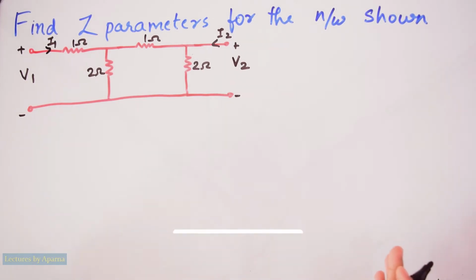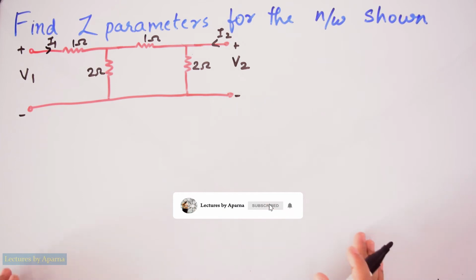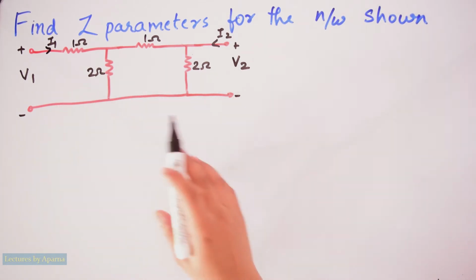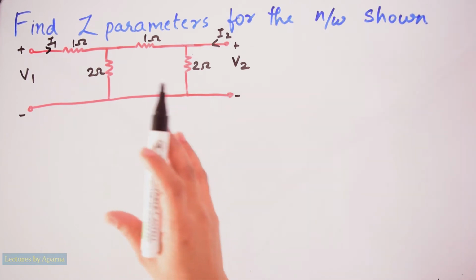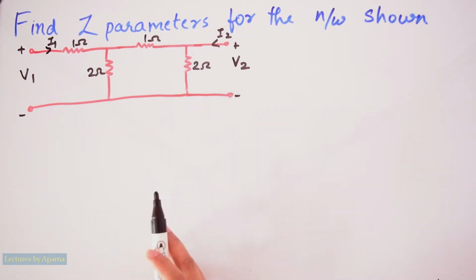Today we will discuss a question from two-port networks. I'll read the question. Find Z parameters for the network shown. So this is the network, we have to find the Z parameters.